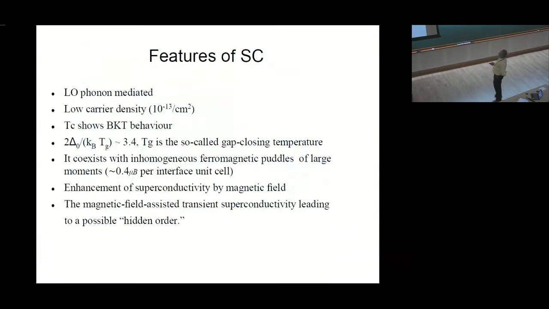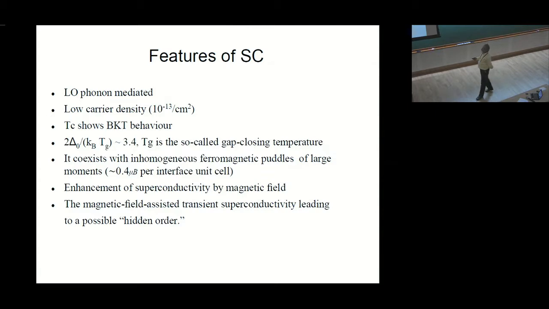So the features of superconductivity: people believe this is longitudinal optical phonon mediated. There is a very low carrier density, about 10^13, and TC shows BKT behavior, I'll come to it. 2 delta by kB T sub G, where T sub G is the gap closing temperature, the temperature at which the gap closes, is about 3.4. So it coexists with ferromagnetism, which I'll come to next. It's fairly good moments.